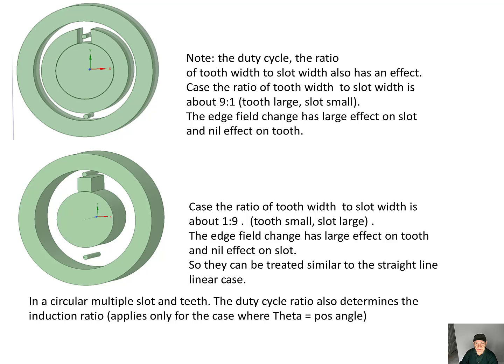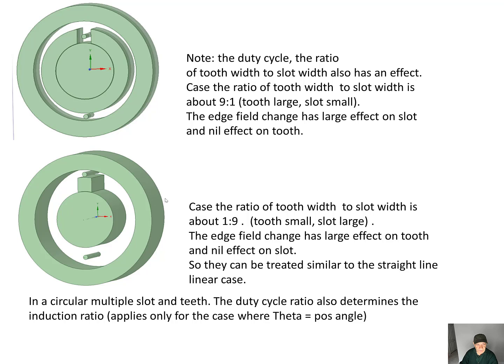So now we look at the effect of duty cycle. The duty cycle is defined as the ratio of the tooth width to the slot width, and it also has an effect. Say the ratio of tooth width to slot width is about 9 to 1. The tooth is very large and the slot is very small. The field edge changes have a large effect on the slot and nil effect because they're so close together. These two edge effects, one is vertical, one is outwards, one will be inwards. They basically cancel. And so the induction will be almost 1 unit.